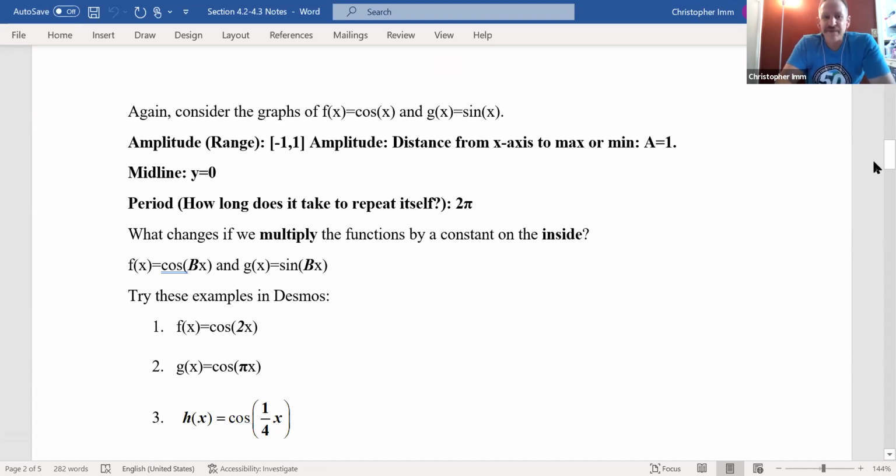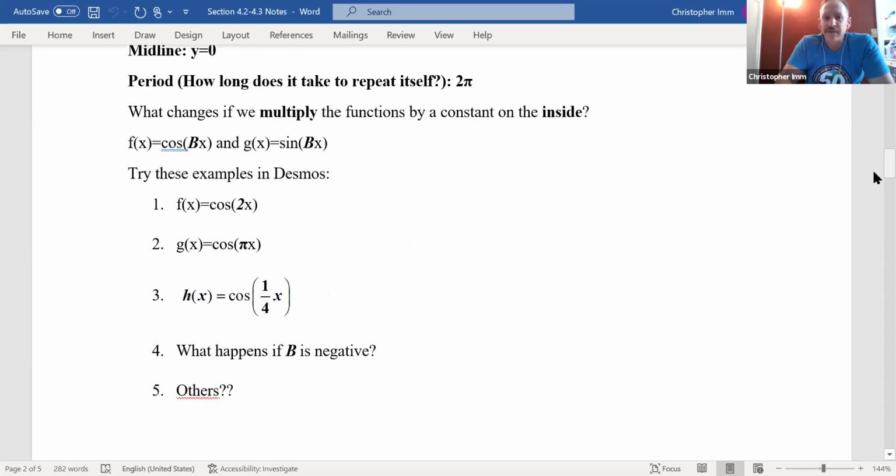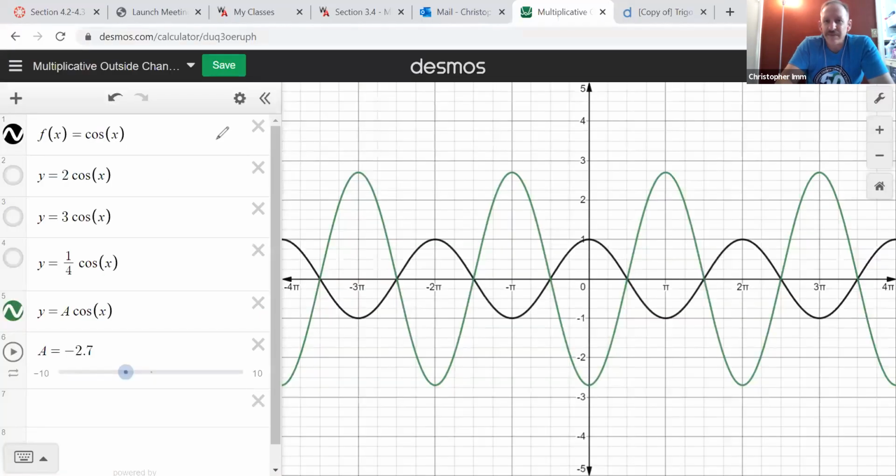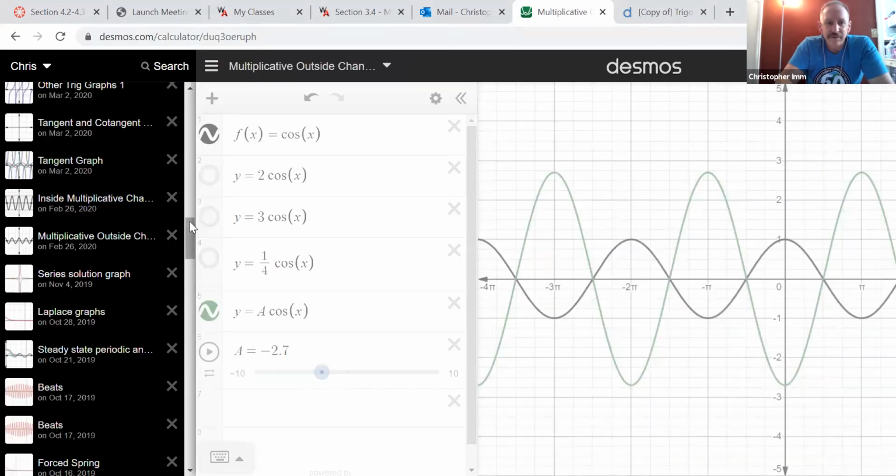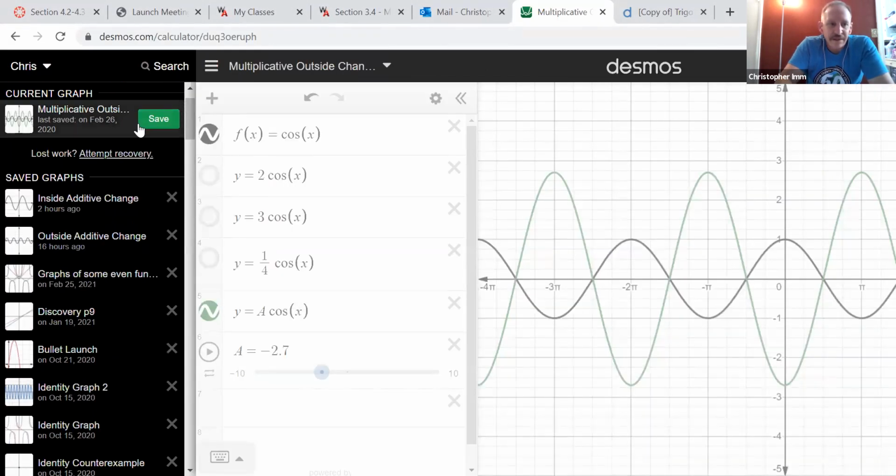So let's see what happens if we look at an inside multiplicative change. I'm going to go back to Desmos. We're going to use cosine again. We're going to look at cosine of 2x, cosine of pi x, and cosine of 1/4 x. So let me see if I can share. New share. All right, so hopefully you're viewing my Desmos now. I need to find the inside multiplicative change.